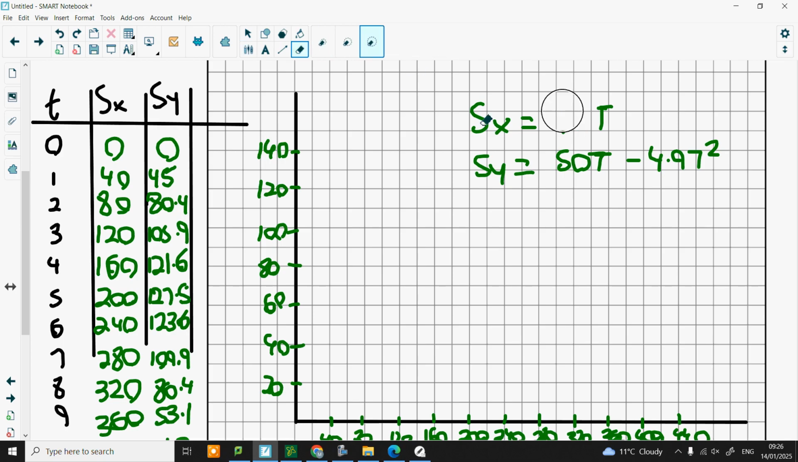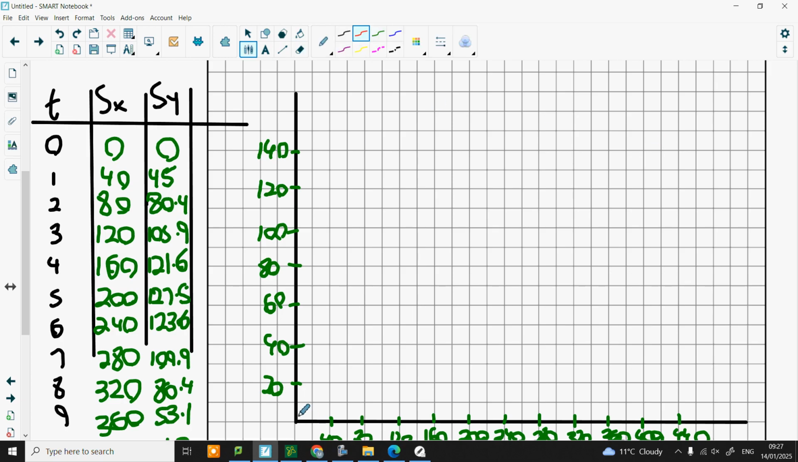Okay, let's do our graph now. What are we expecting to happen? What type of shape are we expecting? Expecting a bit of an n shape, aren't we? Okay, let's go for it. 0, 0. 40, 45. 80, 80, that's a nice one. 120 and 105, about there.